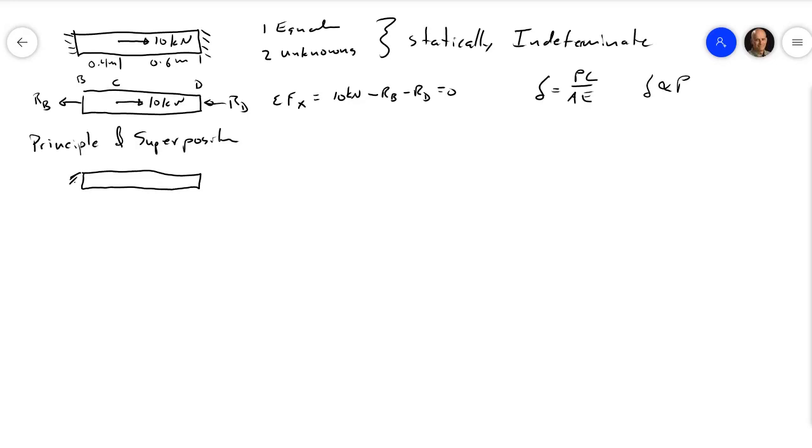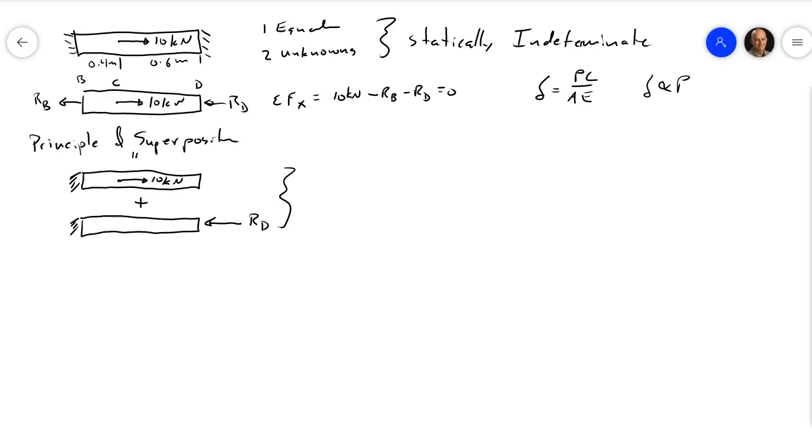We can suppose that it's fixed on one end and we apply our 10 kilonewtons and it's free on the other end. And we can add to that, so if we add these two scenarios together, we get the situation above.